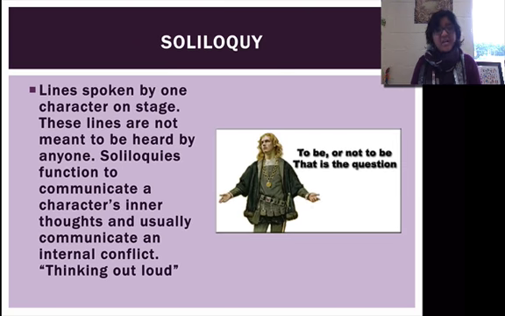A soliloquy is lines spoken by one character on stage, and these lines are not meant to be heard by anyone. It's basically a way to communicate a character's inner thoughts. So it's different than a monologue, because a monologue is meant to be heard by one listener or listeners, but a soliloquy is more of a thinking out loud. A really famous example from Shakespeare is Hamlet's to be or not to be soliloquy. And there are some soliloquies in Romeo and Juliet that I also want you to be watchful for. So think of soliloquy as the character articulating their internal conflicts.